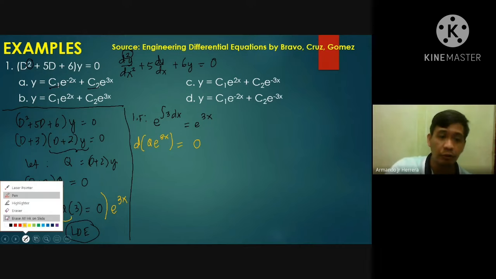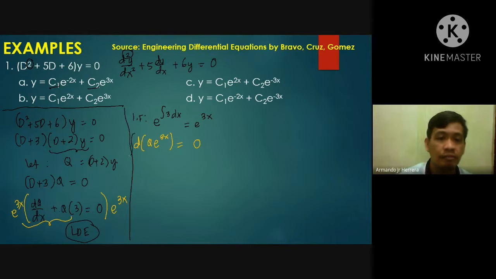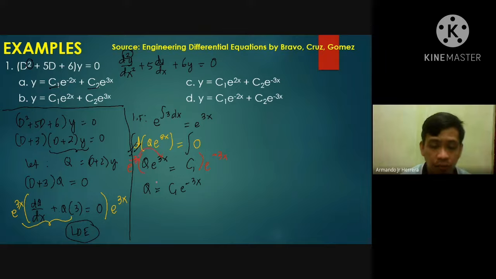Integrating both sides, the integral and derivative cancel out, giving you q e to the 3x is equal to the integral of 0, which is a constant. We use subscript 1 for this constant since we are expecting two arbitrary constants. To solve for q, I need to multiply by e to the negative 3x to cancel the e to the 3x out. Multiplying by e to the negative 3x, this becomes e to the 0, so we are left with q equals c1 e to the negative 3x.